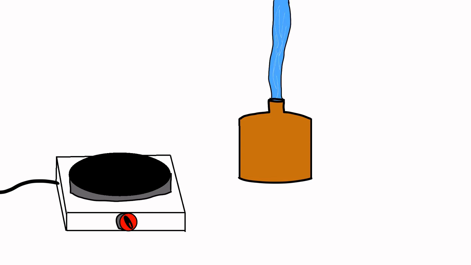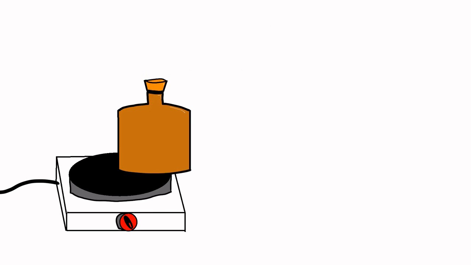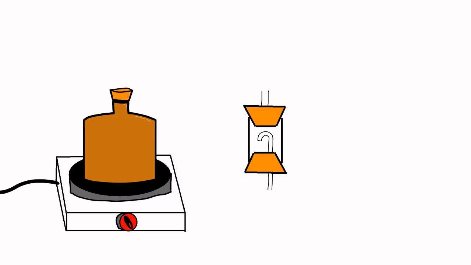So the first part is to half fill a steam generator with water, and then once you've done that, you're going to put a funnel on it and put it on a hot plate. This is to heat it up and produce steam.